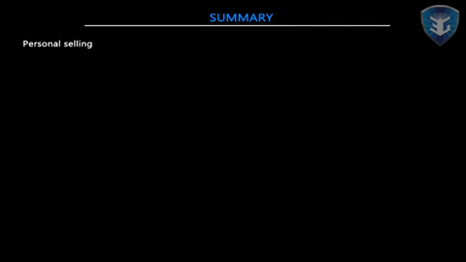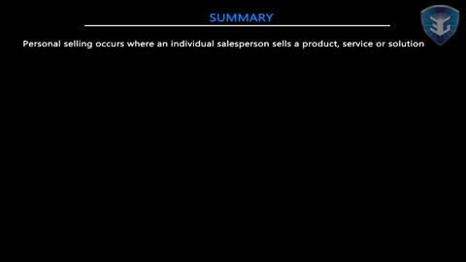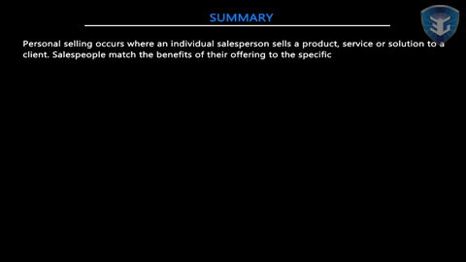Now in the end, let us summarize what we have learned in this lecture. Personal selling occurs where an individual salesperson sells a product, service, or solution to a client. Salespeople match the benefits of their offering to the specific needs of a client.